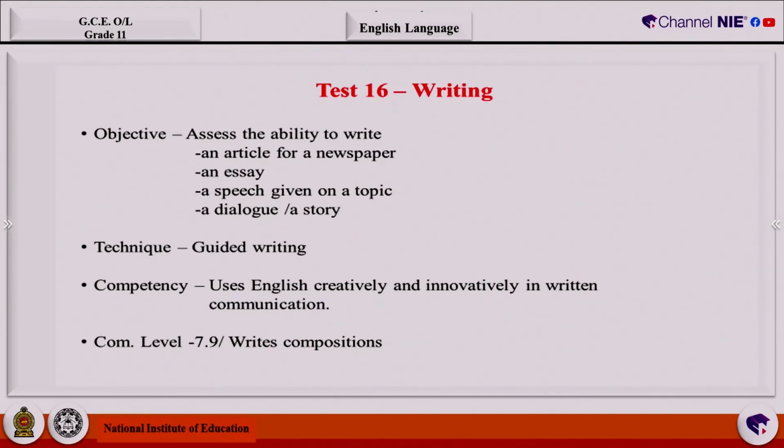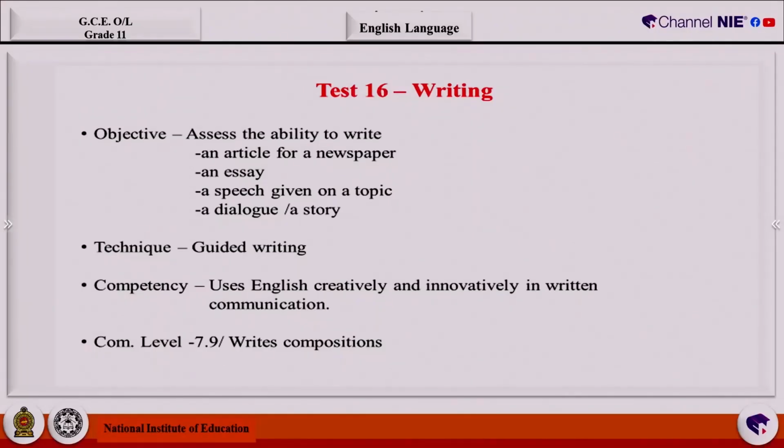I am telling this again, children. You can write an article for a newspaper, or you can write an essay, or else you can write a speech on a given topic, or else you can write a dialogue or a story. There are many choices here. You can select whatever option that you are comfortable with.